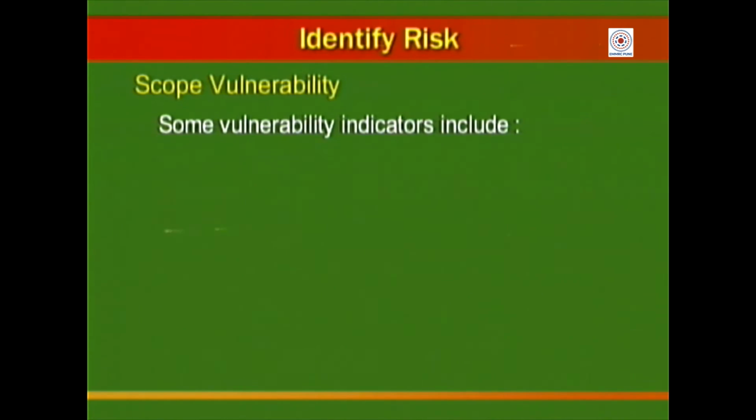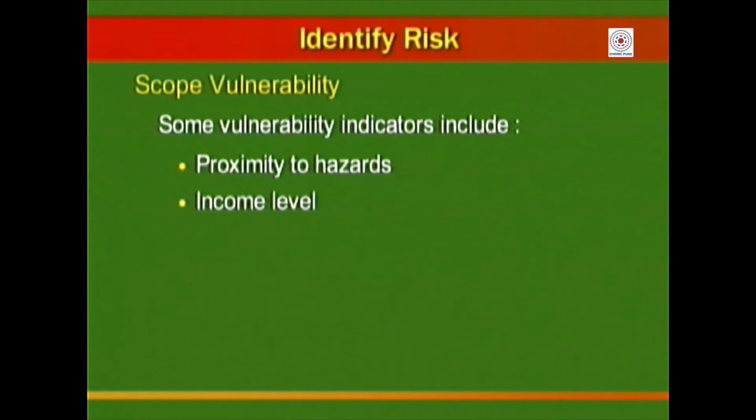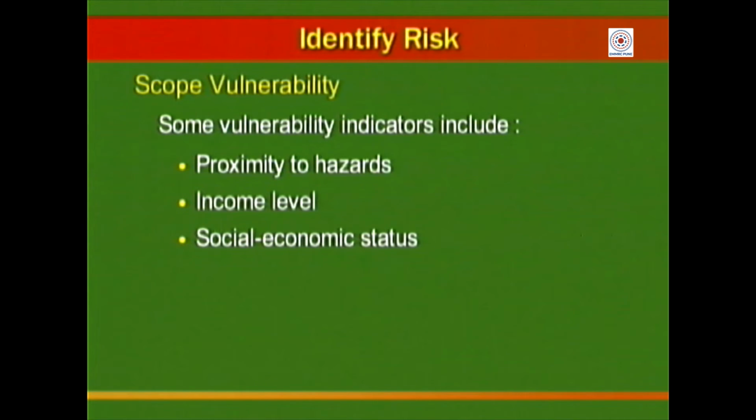Some vulnerability indicators include proximity to the hazard. How close you are to the hazard: the closer you are, the more vulnerable you will be. Income level and poverty level: if your economic status is low, the resilience factor is less, so you will have more losses. Socio-economic status also affects in a big way. Level of awareness: if you are ignorant that a disaster may come, you will be badly hit by it.